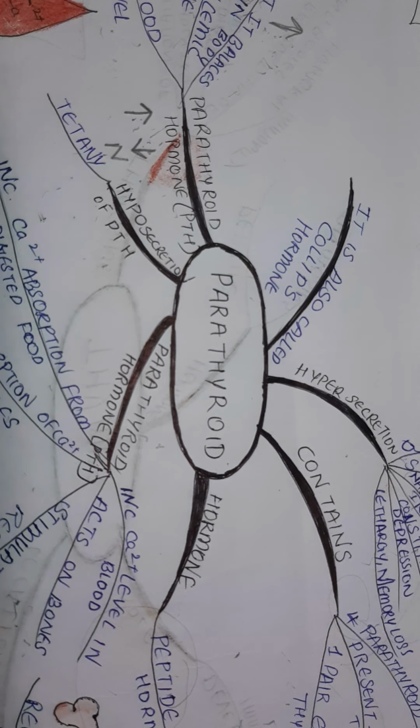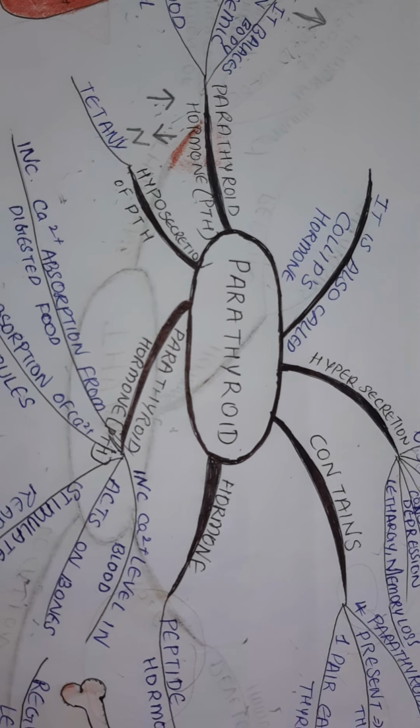Hi everyone, in today's video we will talk about the parathyroid gland. This is included in the NCERT Biology Class 11th textbook, Chapter 22, Chemical Coordination and Integration. If you haven't watched the other videos of this lesson, then do watch them first. Let's continue with parathyroid hormone.